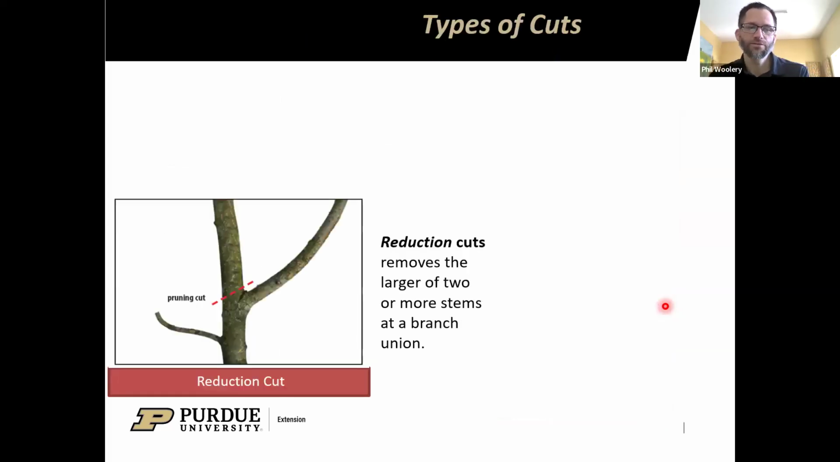So here are some types of cuts. Reduction cuts are where we're pruning to a lateral branch. If we want to make the tree or bush smaller, we reduce it to a lateral branch. We're not going to cut it off in the middle there. That's not good. We want to direct growth that way.